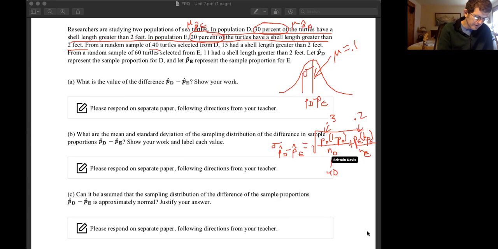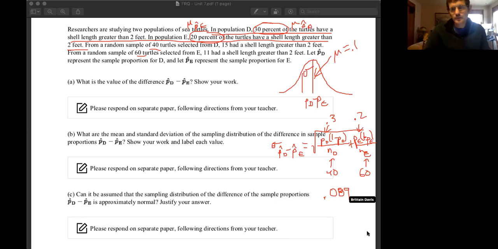So 40 would go in right here, and 60 was our other sample. So that would go in right here. Anyways, once we found the variances of those, added them together and square rooted to get the standard deviation, of I think it's 0.089 essentially. So hopefully those of you who did this problem were able to get the same answers.